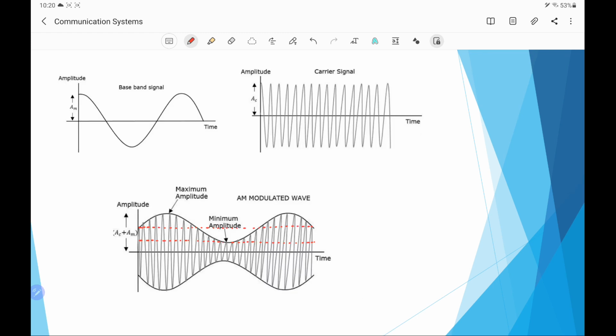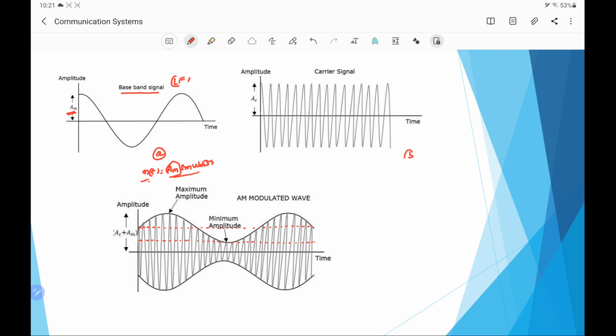If we see the graph, this first graph is the baseband signal or the message signal. It is a low frequency signal, and it is written as m(t) equal to Am sine omega mt. Here the number of cycles per second will be very much less than for the carrier signal. Am is the amplitude of the message signal, which is written here.